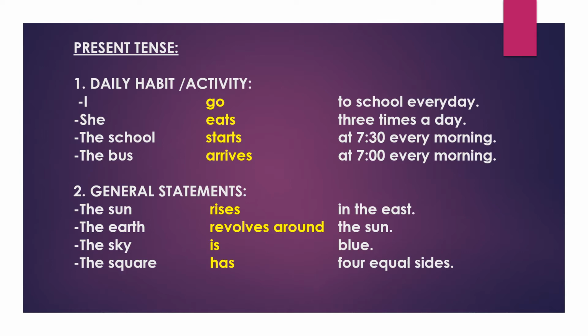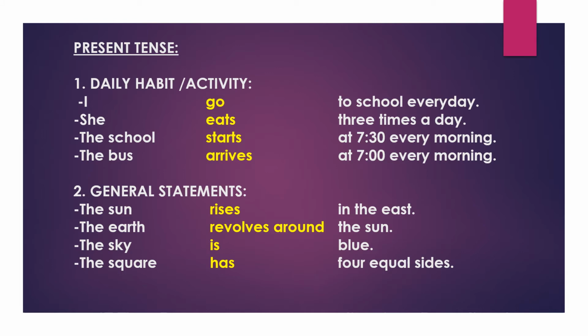She eats 3 times a day. Everybody eats, right? The school starts at 7:30 every morning. The school schedule is fixed, never changes. The bus arrives at 7 every morning. The bus, the plane, the train, the ship schedule is a fixed one. They never change for the whole year, except when a tsunami or storm comes.